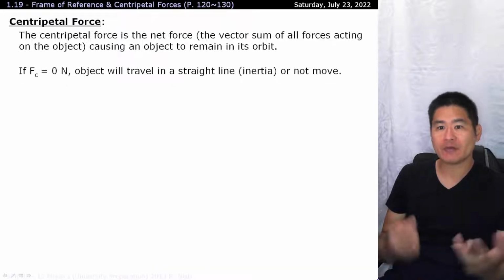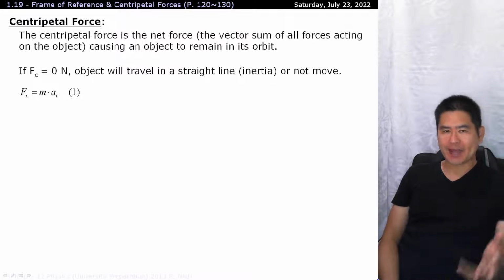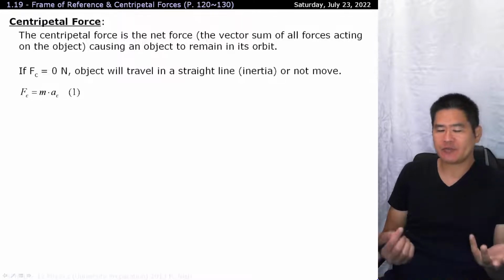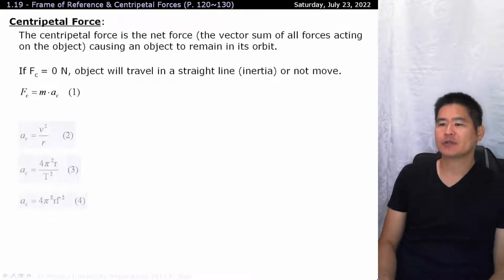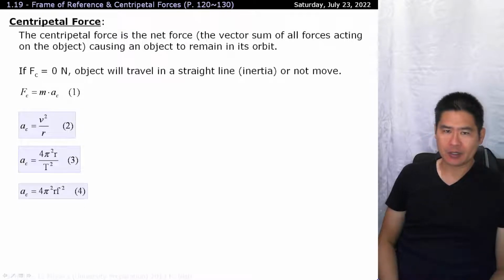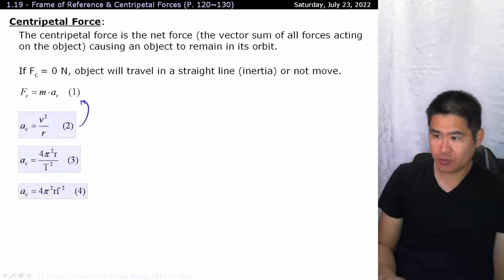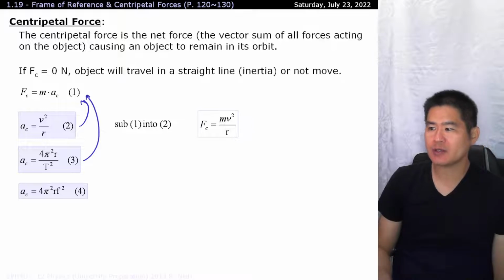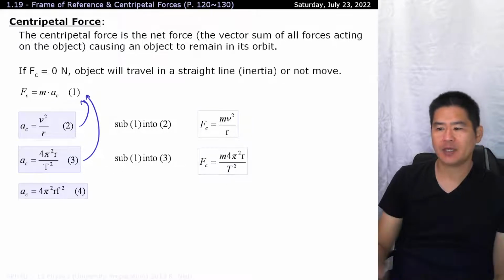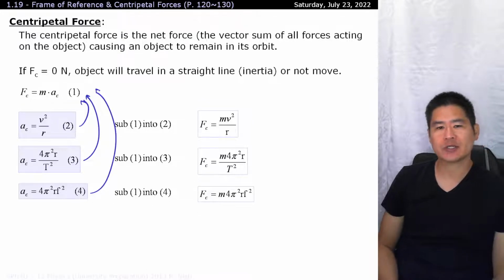And let's go and derive these equations. We know that the centripetal force is equal to mass times centripetal acceleration. This comes from the formula F net is equal to ma, except in this case your F net is your centripetal force. We can take the equations we covered in our last lesson and simply sub them into equation 1. If we sub equation 2 into equation 1, we get Fc is equal to mv squared over r. If we sub equation 3 into equation 1, then we get this formula over here. And if we sub equation 4 into equation 1, we end up getting an equation that looks like this.